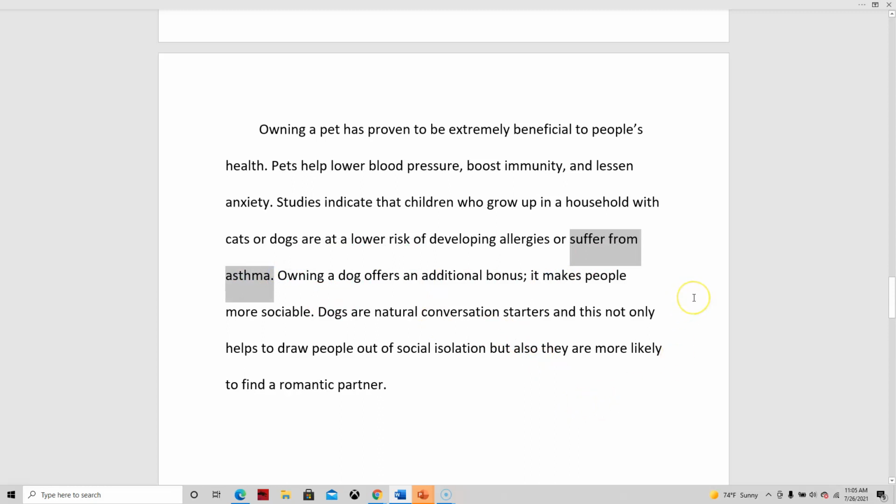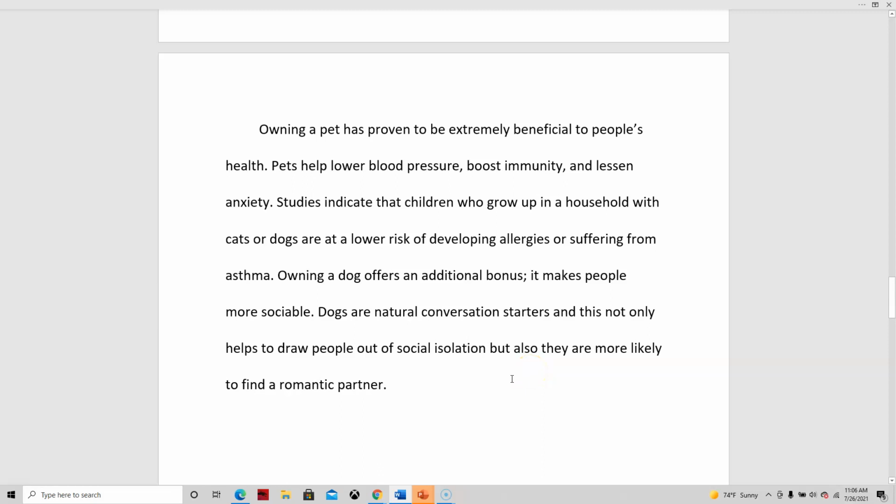Well, at a lower risk of developing allergies, or how about suffering? Let's see how that sounds. Studies indicate that children who grow up in a household with cats or dogs are at a lower risk of developing allergies or suffering from asthma. Sounds a little better. Owning a dog offers an additional bonus and makes people more sociable. Dogs are natural conversation starters, and this not only helps to draw people out of social isolation, but also they are more likely to find a romantic partner.